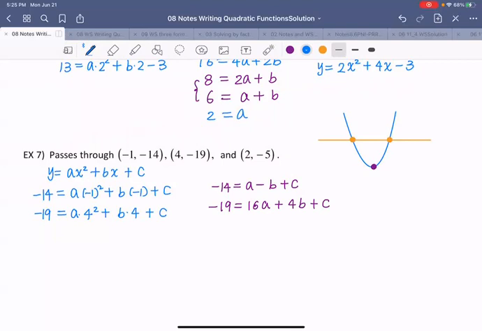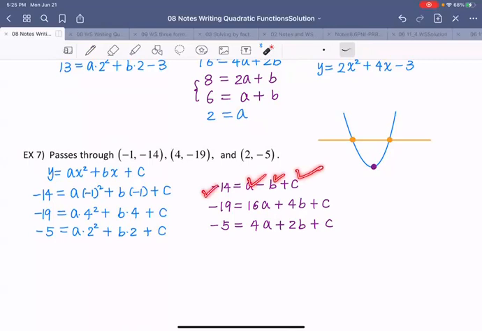-5 equals a times 2 squared plus b times 2 plus c. Good. So we can rewrite this as this, right? Yes. Watch out here. 3 variables, 3 equations. This is called a system of linear equations with 3 variables.